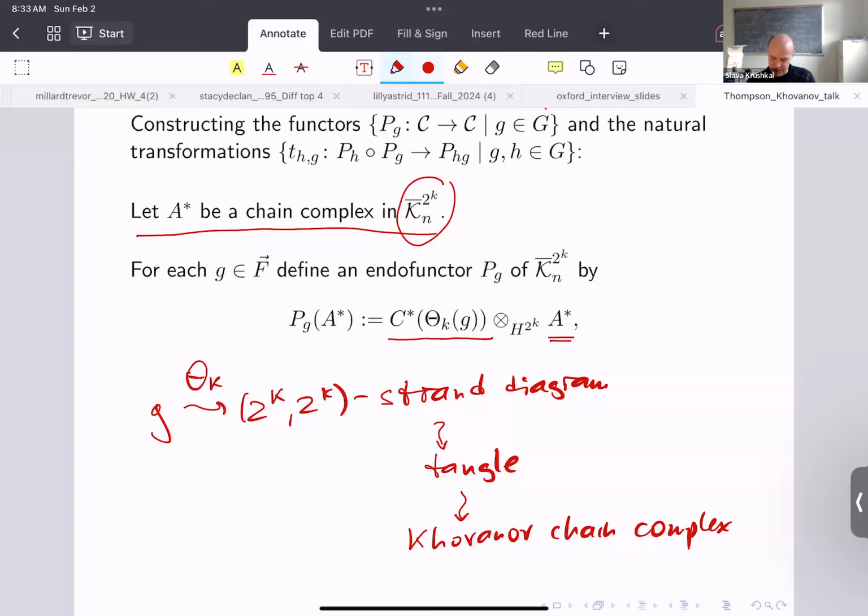And we also have any chain complex A star in this homotopy category of unbounded chain complexes. And we just take a tensor product. In other words, we take our new tangle that we constructed and stick it on top of that chain complex. Taking the tensor product is precisely sticking the Khovanov chain complex of our tangle on top of the given chain complex. So this is an analog of the Khovanov construction that he used for braid groups. But in our case, we don't have braids, we have these tangles that come from Thompson group elements.